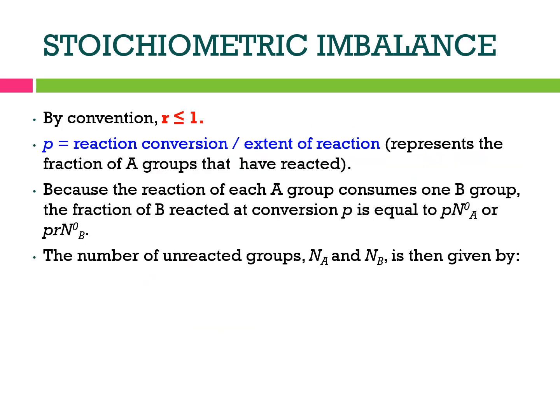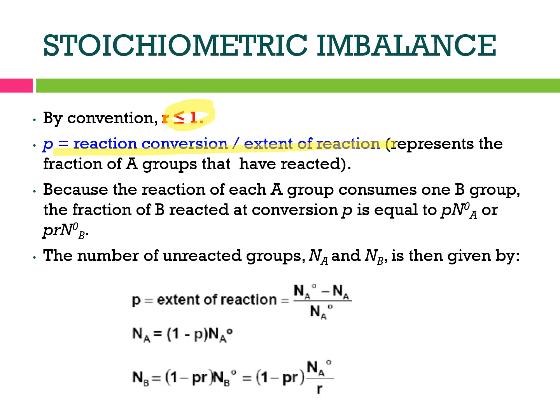For stoichiometric imbalance R less than 1, you can determine the reaction conversion P, which you can also call the extent of reaction. The expression for the extent of reaction P in relation to the stoichiometric imbalance can be calculated by using this formula: the extent of reaction equals the initial functional group A minus the remaining functional group A, divided by the initial functional group A.